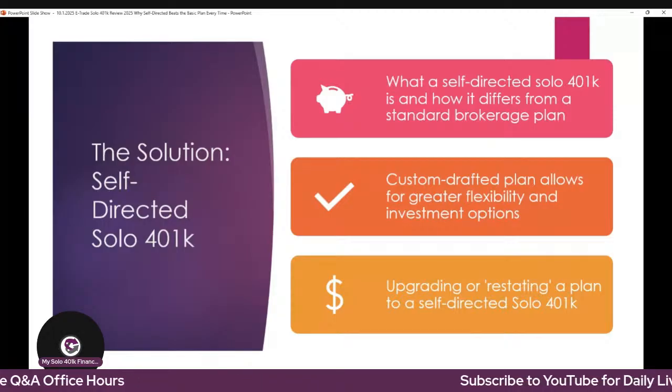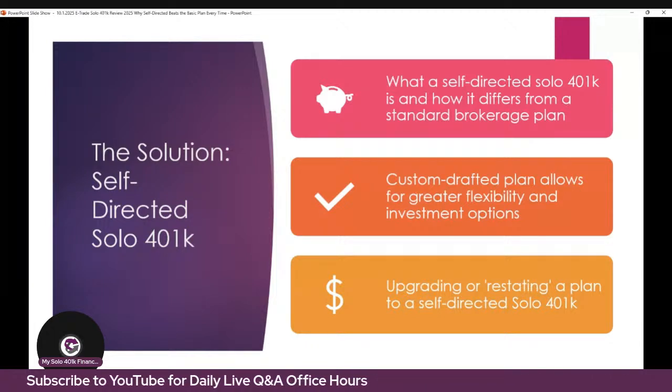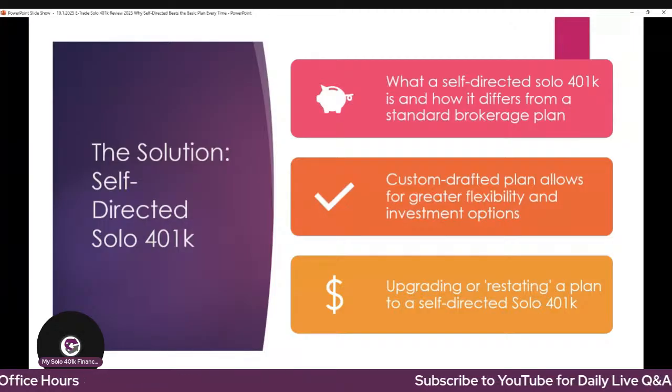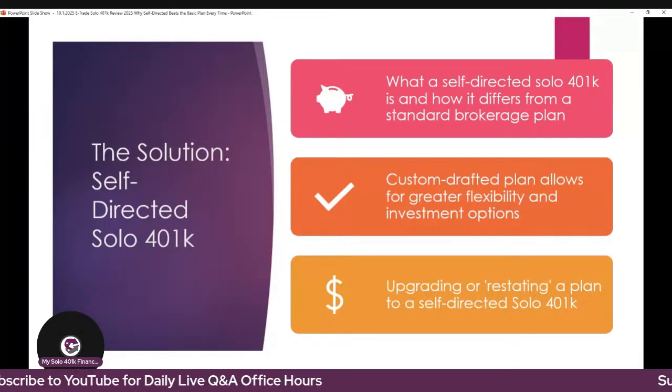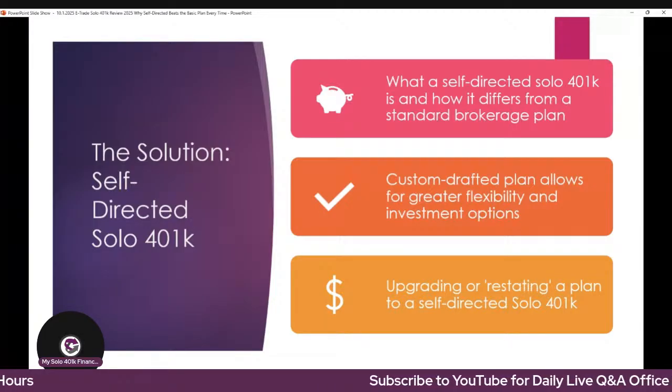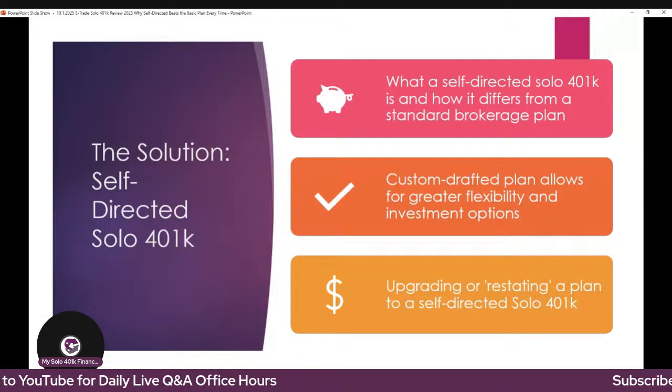But what's interesting is that even though E-Trade offers their own basic Solo 401k plan, they will also open up accounts for third-party plans that are fully featured. So that means that you could have the fully featured plan, such as the one that allows for Mega Backdoor Roth Solo 401k contributions, meaning the plan documents from My Solo 401k Financial, but have your accounts at E-Trade. And as part of the onboarding process, we help customers open up accounts at the bank or brokerage of choice, including at E-Trade.